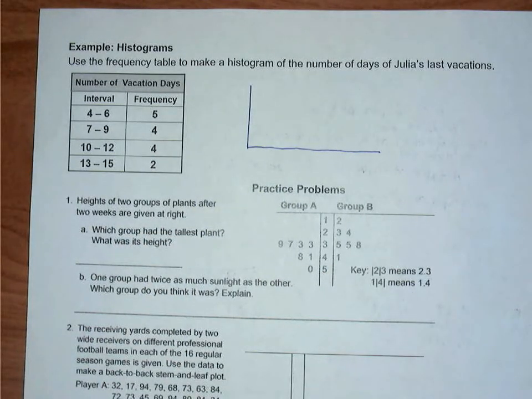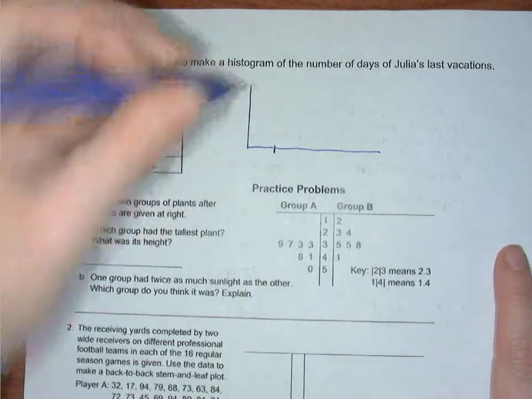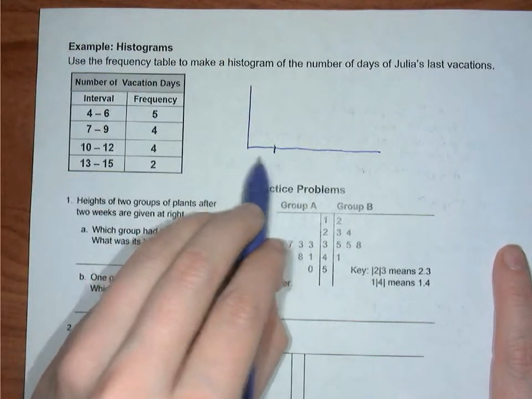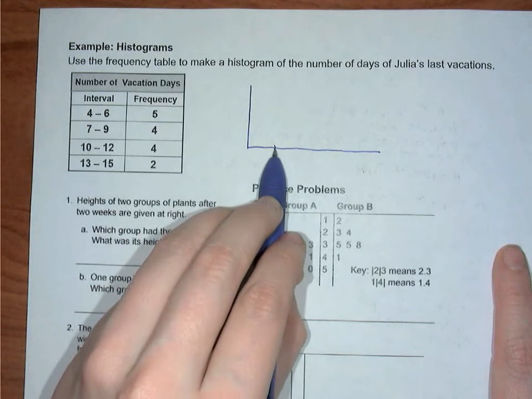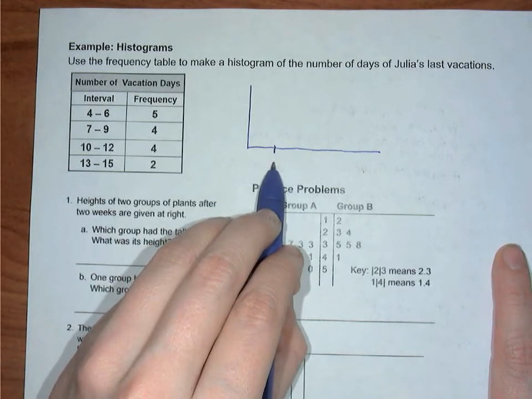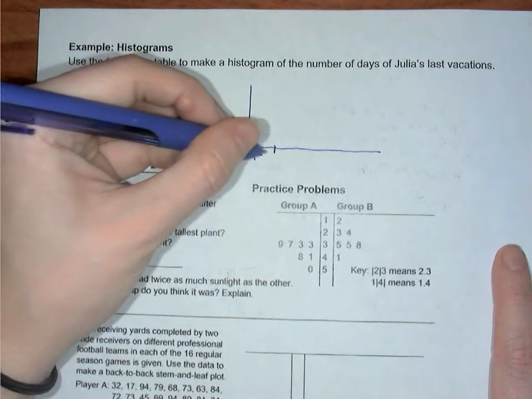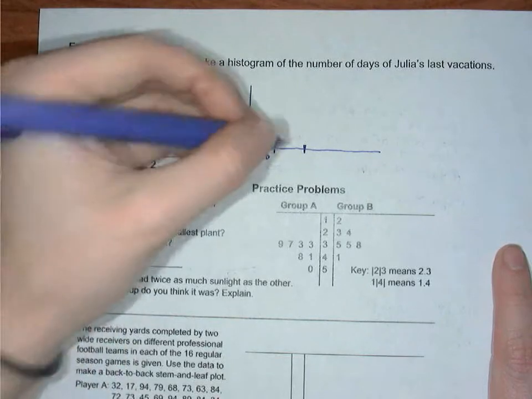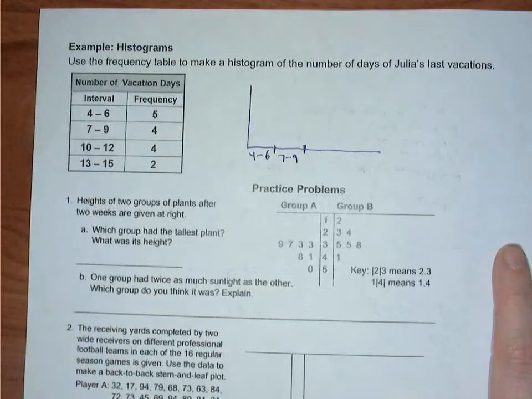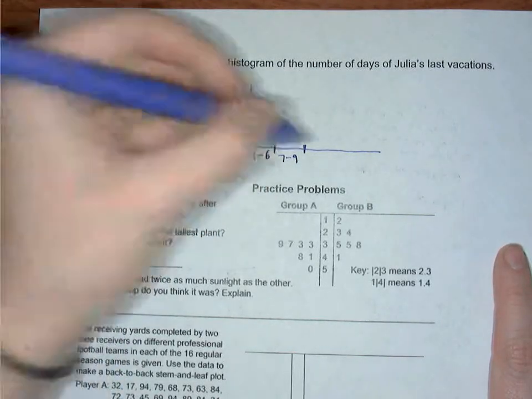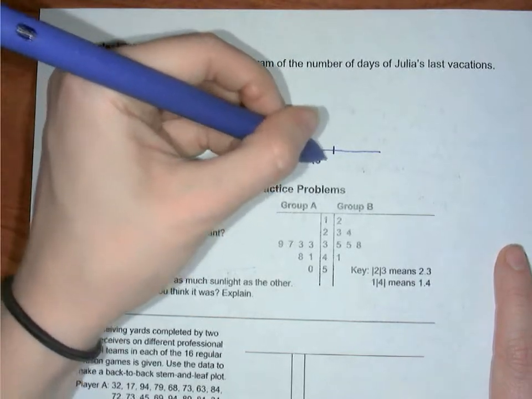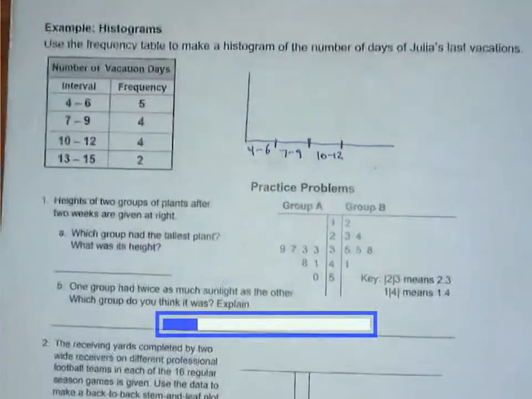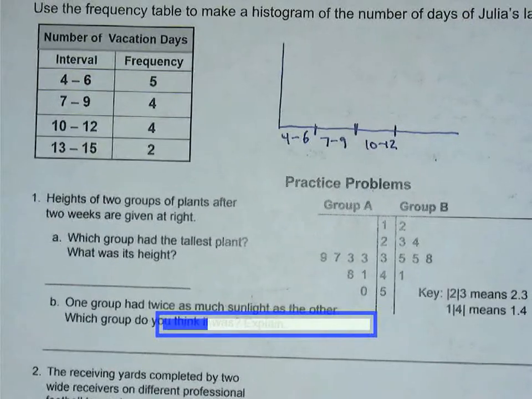But we do need to make our categories. And when we make a histogram, the unusual thing compared to how we would normally make a graph is that our categories go in between the spaces. They don't go right on the line. So this line doesn't represent the category 4 through 6. This space represents the category 4 through 6. Then I've got another space, and that represents the category 7 through 9. I've got another space to represent the category 10 through 12. And then finally, I've got one last space to represent the category 13 through 15.